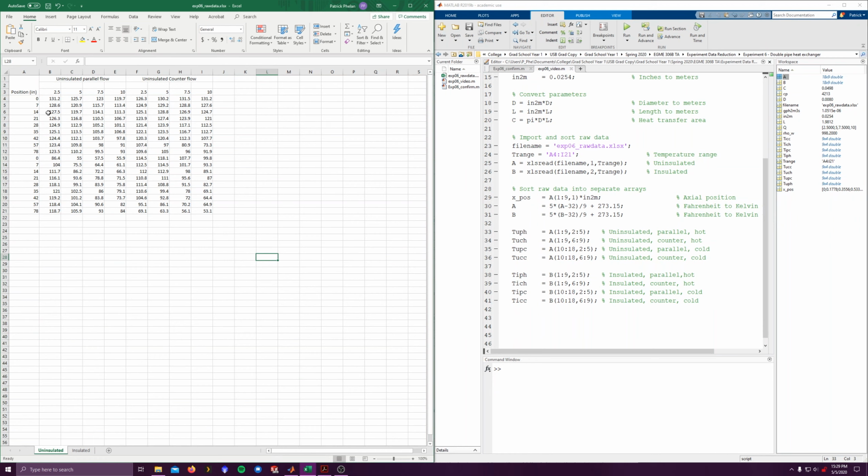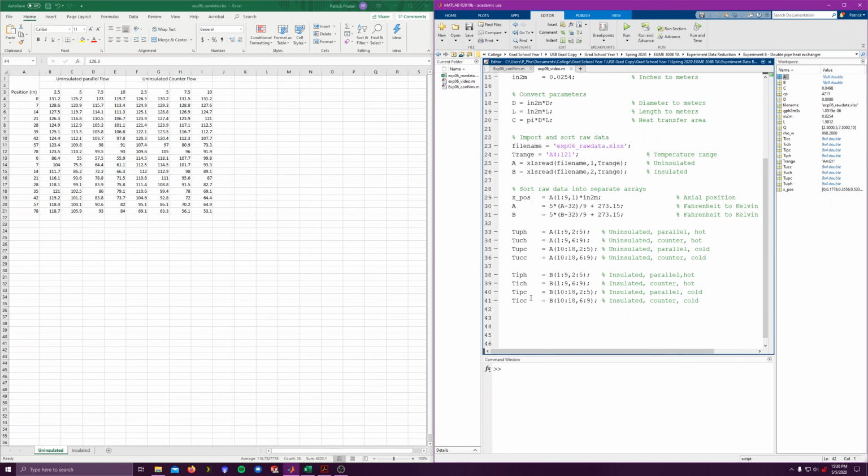So basically what we're doing is rows 1 through 9, so here, and then we're doing columns 2 through 5, so right here. So we have 1, 2, 3, 4, 5, 6, 7, 8, 9 rows, and then columns 2, 3, 4, 5. So we're getting all of that data. And then if we look at the second one, we're just getting all of this data right here. So uninsulated, counterflow, and then the hot fluid. So we're going to do that for all of the other temperature arrays that we need to get.